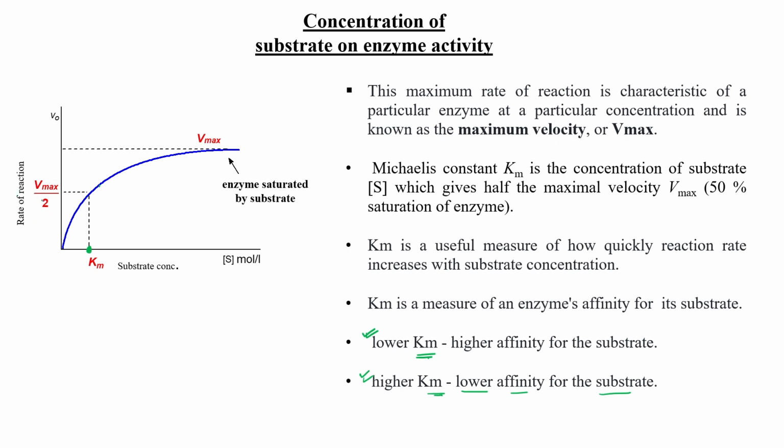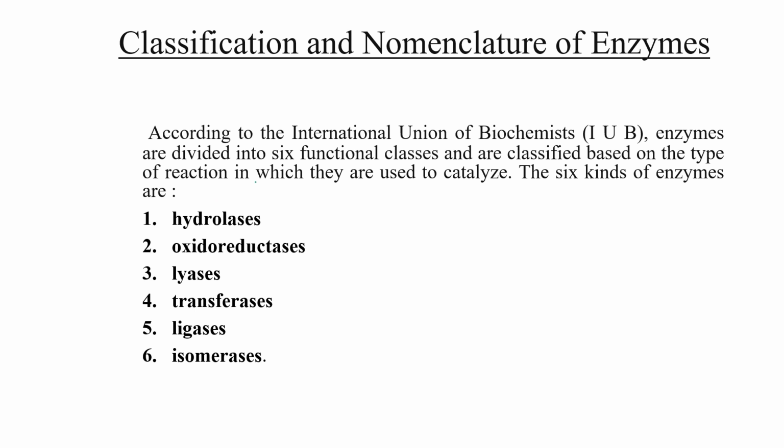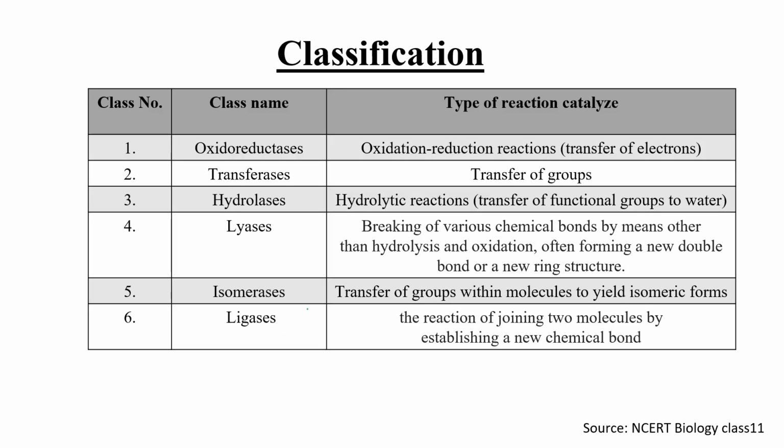Now let's discuss some classification and nomenclature of enzymes. According to the International Union of Biochemists, enzymes are divided into 6 functional classes and are classified based on the type of reaction they catalyze: hydrolases, oxidoreductases, lyases, transferases, ligases, and isomerases. These are the types of enzymes.